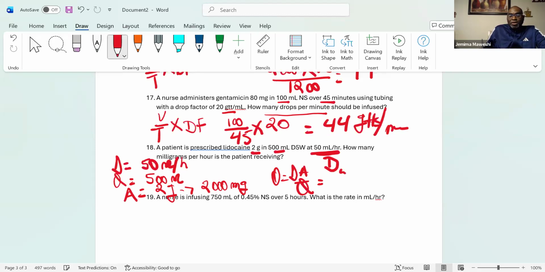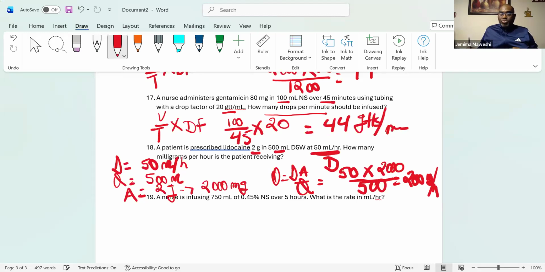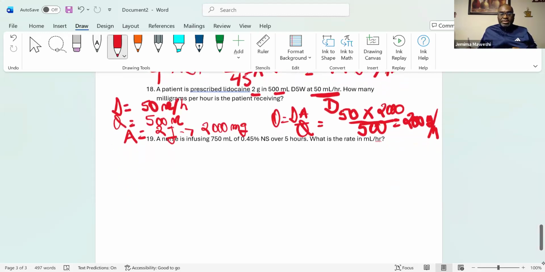All right. So your order equals D times A over Q. So your dosage, 50, you multiply that by your available, which is 2000, and then you divide that by quantity, which is 500. You see that? So now you have 200 milligram per hour.